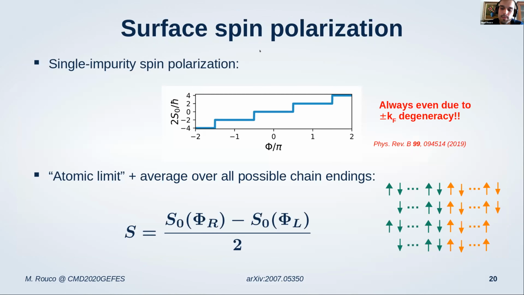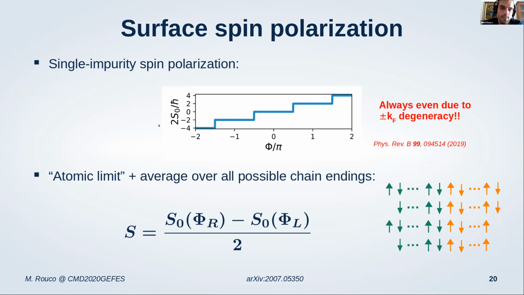These spin polarized bound states have an effect on the surface spin polarization of the system. And to calculate it, we first have to understand how the spin polarization evolves in the single impurity problem. So the single impurity spin polarization has a staircase shape like this, as we showed in the previous work as well, where the important thing is that the spin polarization can only take even values of the electronic spin. This is due to this parity degeneracy that is built into the semi-classical approximation, right?